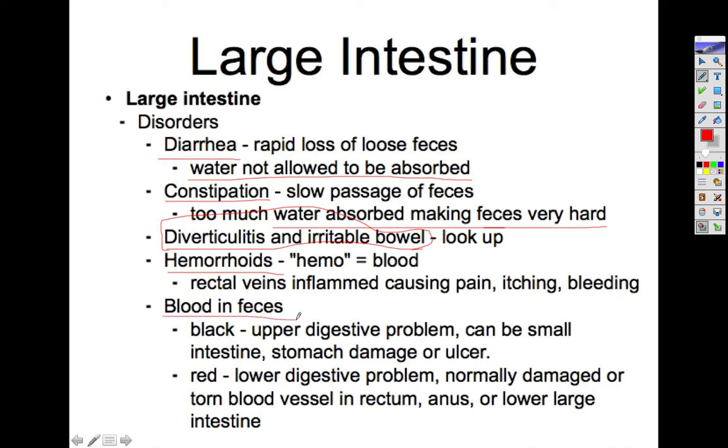If you end up with blood in your stool, the color of it depends on, it can come from a couple different places. One, if you have black blood in your stool, it likely came from your upper digestive tract. So this can be your small intestine or your stomach. It might have damage or an ulcer, which leaks blood into your chyme, which then is in your stool. If it is red, meaning it hasn't solidified yet, it's likely in your lower digestive tract from a torn blood vessel in your rectum, anus, or the last couple segments of your large intestine. And that's what distinguishes the color of your blood, if it ends up in your stool, is where it came from.